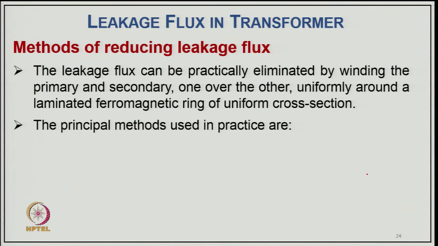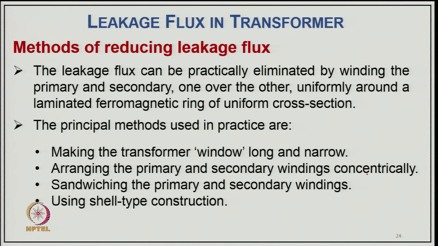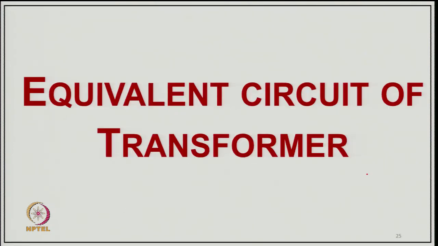So, the principal methods used in practice are making the transformer window long and narrow, arranging the primary and secondary windings concentrically, and sandwiching the primary and secondary windings. Normally, using the shell type construction, you can do even this kind of sandwiching construction, which can really control or reduce the leakage flux.